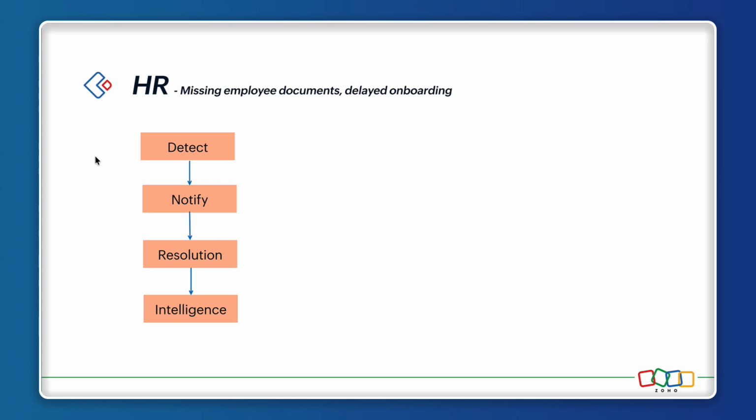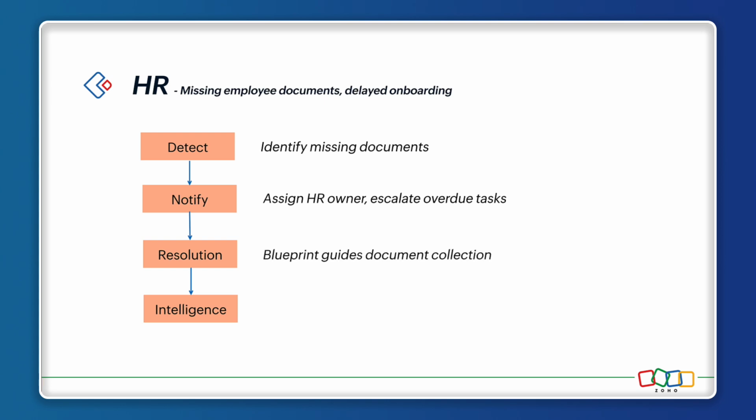When I talk about the HR industry, that is the recruitment process, there might be some employee documents that are missing in the BGV or in the onboarding process. So I need to identify the missing documents, assign the HR owner to escalate the overdue task, and I'll make use of the blueprint to guide the document collection, and AI recommendation to provide the corrective actions in order to resolve this particular exception.